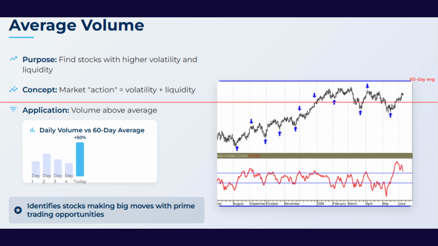For example, you might look for stocks with daily volume that's at least 50% higher than their 60-day average trading volume. These filters will generally help you find stocks with higher volatility and liquidity, making for prime trading opportunities that align with momentum-based strategies.